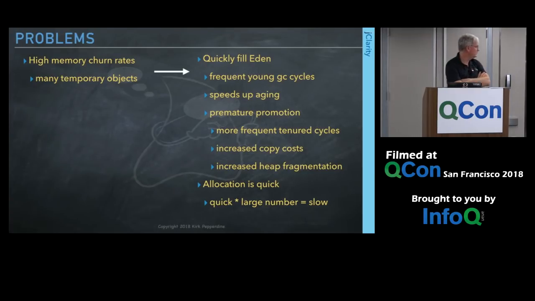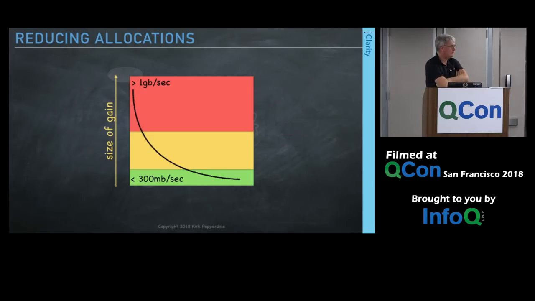Allocation is quick, very quick in Java, much quicker than in most runtimes. But quick times a large number is still a large number. Right? So that means it's just going to be slow. So we find that it doesn't really matter what platform you're on. We sort of get this benefit of lowering the allocation rates. It's sort of on this curve. So I'd say that anytime you're above 1 gigabyte per second, and remember, we tend to allocate the buffer 100 bytes at a time.